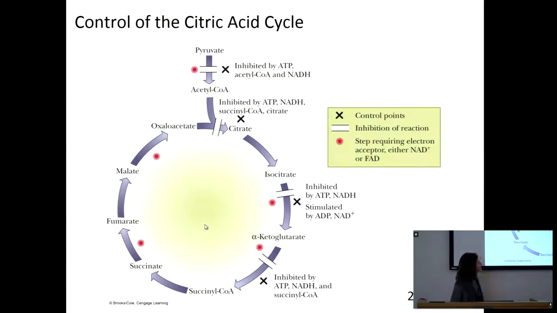So I love this slide. This is a great way to see the points of control: pre-citric acid cycle, going from oxaloacetate and acetyl-CoA to citrate, and our oxidative decarboxylation steps. This is where we have inhibition, and they're controlled. The starred steps are points where we need an electron acceptor. So if we don't have electron acceptors, these are not going to go forward.